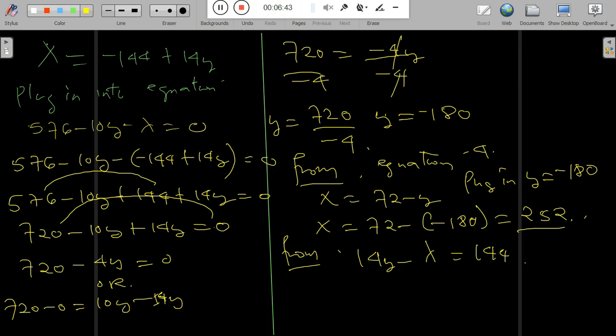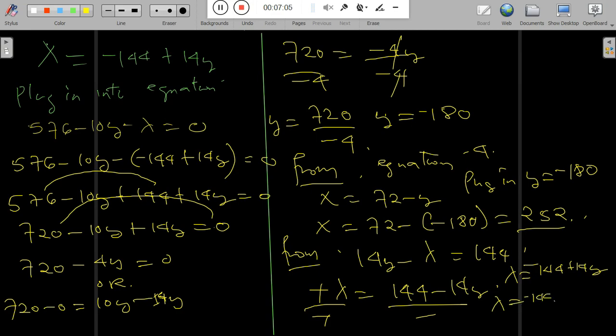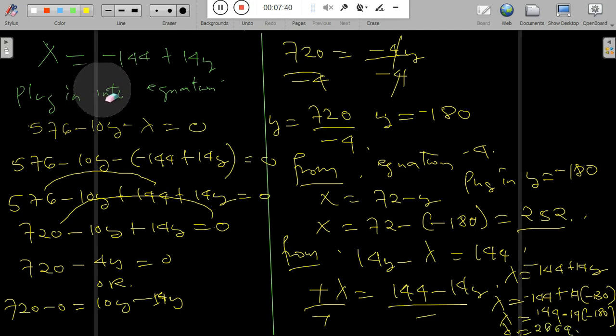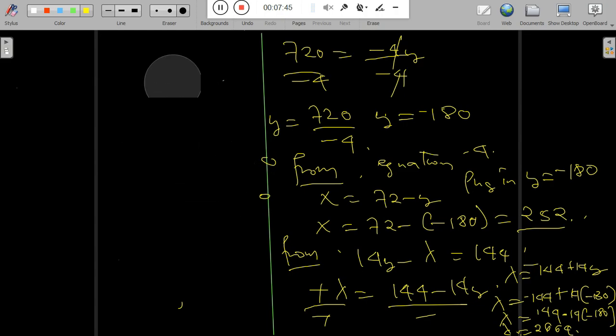So this means when we take 14y minus lambda, which is equal to 144, as I told you earlier, the value of lambda will be equal to negative 144 plus 14 times negative 180. So this will give you 144 minus 2520, minus negative 180. So the value of lambda will be equal to 2664.